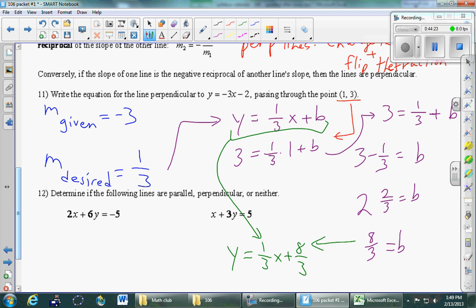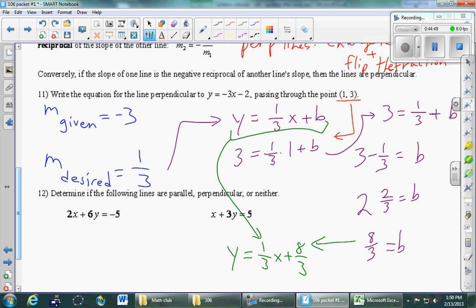Questions on the process? It's a bunch of steps, but I'm hoping there's some kind of common threads you can grab onto here. I'll say it again in English. First thing you got to do is find the slope. Find the slope of the line that's given, then turn that into the slope of the line that you're asked for. For parallel lines, what's the relationship between the slopes? Same.